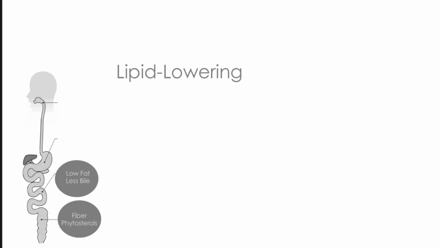Lipid lowering diets are really centered on having low fat because low fat will mean less bile. Bile is not great. We don't want a whole lot of bile traveling to the large intestine because it can sit around, get fermented, and turn into carcinogenic compounds. So we don't like a lot of bile. So low fat helps less bile production and, of course, less fat absorption, which is great for lowering lipids because we don't have to worry about how much is going to the liver to be put in cholesterol. Fiber and phytosterols bind to fat and cholesterol and bile acids down here so that they're excreted.